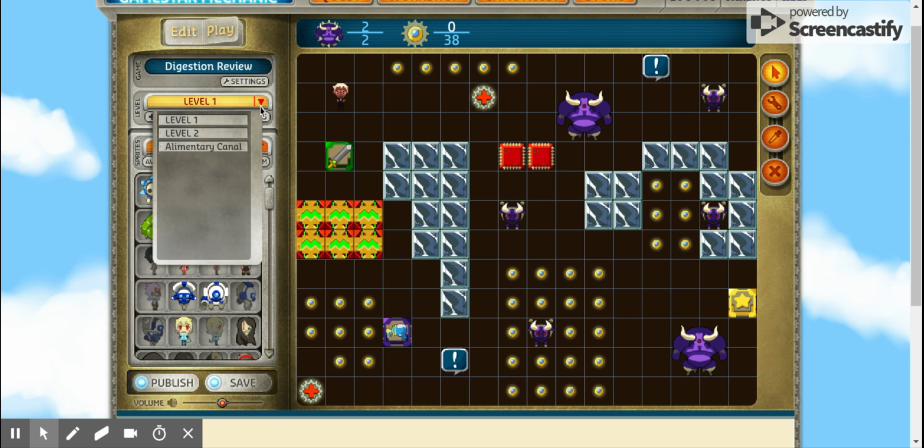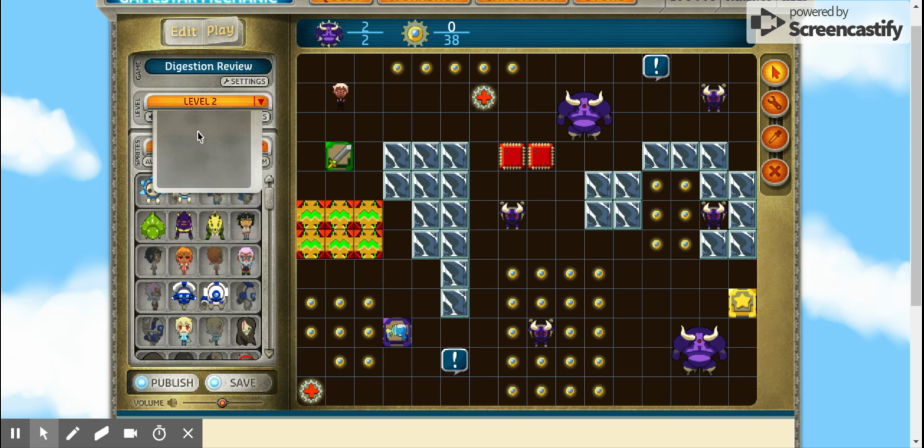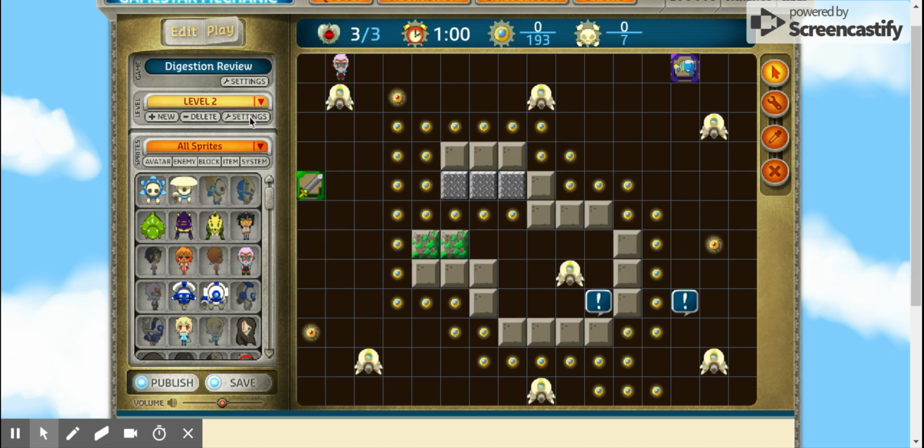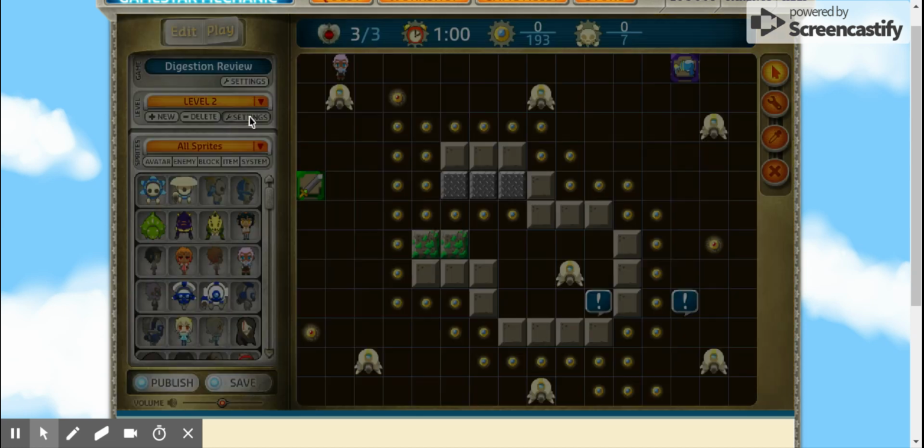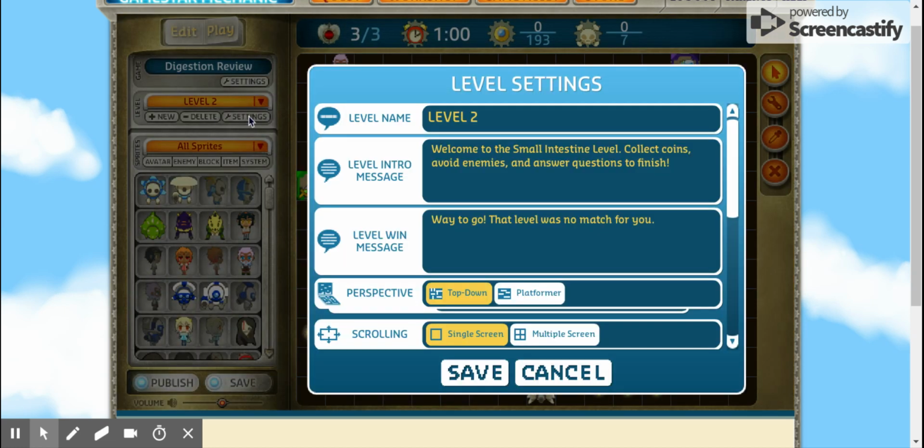So let's change it up here to level 2, which is, if we go to our settings to see our info, we see the message, welcome to the small intestine level. Collect coins, avoid enemies, and answer questions to finish.